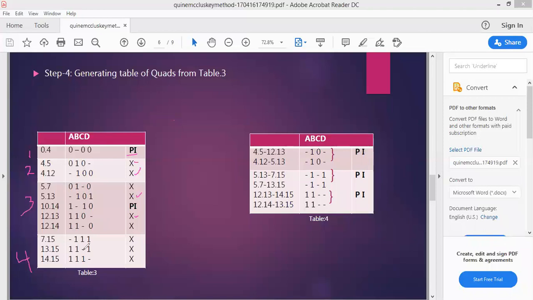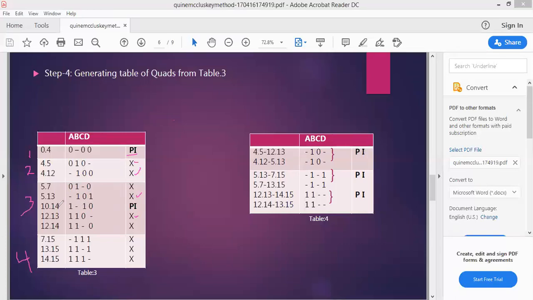5, 7 is compared with 13, 15, as it has only one difference, that is 1, 1, 0, 1. At bit position A there is one difference, so it has been grouped as 5, 13, 7, 15, that is dash 1, dash 1. Again 5, 7 is compared with, sorry, can we group them? No. Next is 5, 13. Is there any common term? Yes, it can be grouped with 7, 15. So it is written as dash 1, dash 1.